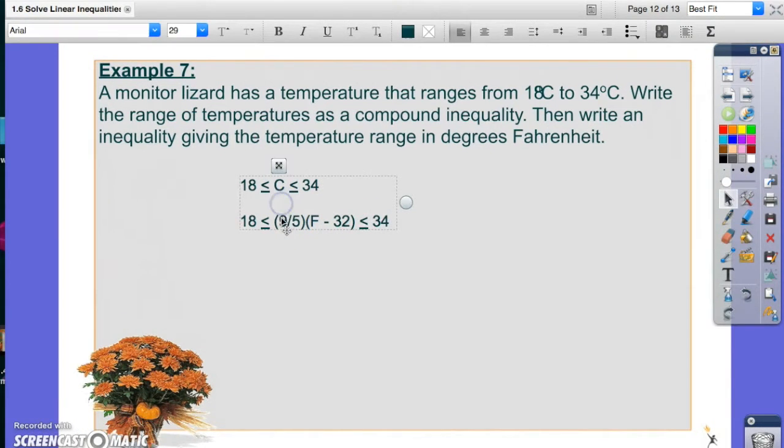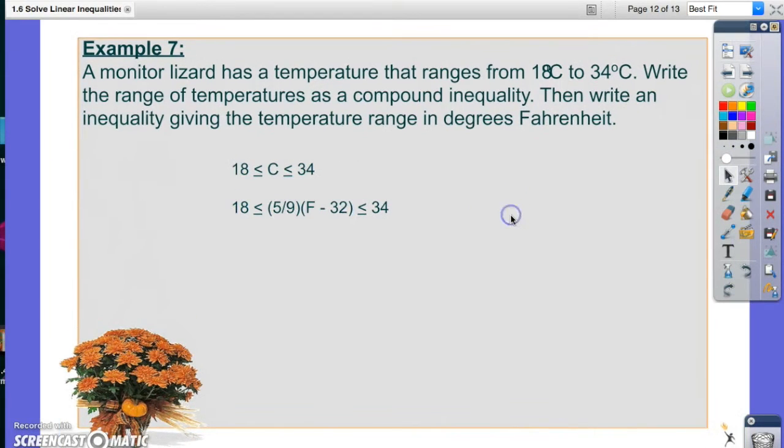Oh, hold on one second. Sorry about that. Let me re-say that again just because I forgot the one fraction here. Okay, so Celsius equals 5/9 times the quantity F minus 32. All right, so I'm replacing C with what it equals. Now, pause the video if you want. Try to solve these. All right, it's a compound inequality. This is how we write a compound problem.